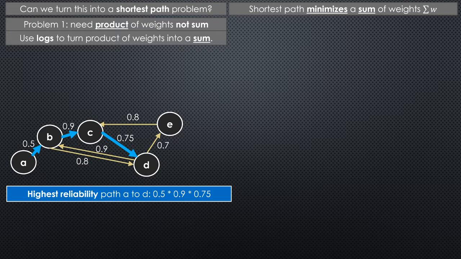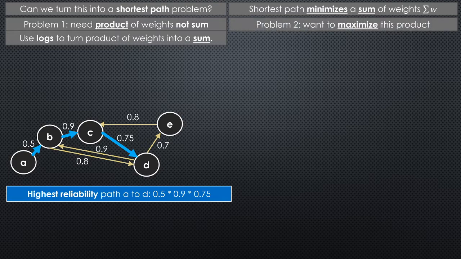Like if we maximize the sum of logs, that's going to maximize the log of the product. We'd want to argue that also maximizes the product. Well, we'll argue that that's actually true. It's going to be true because all of the thing we're maximizing is strictly between 0 and 1, and log is monotonic. Okay, but so the second problem we have to solve here is we want to actually maximize this product, not minimize it, right? And shortest path is going to minimize.